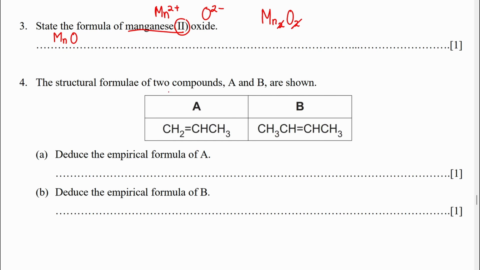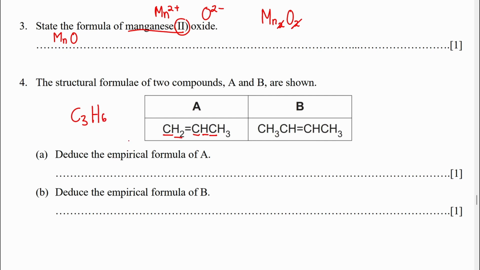The structural formula of two compounds A and B are shown. Deduce the empirical formula of A. Okay, let's count for compound A. How many C do we have in here? 1, 2, 3, right? So C3. And how many H? 2, 3 plus 3, 6. So we have C3H6. So what is the empirical formula again?